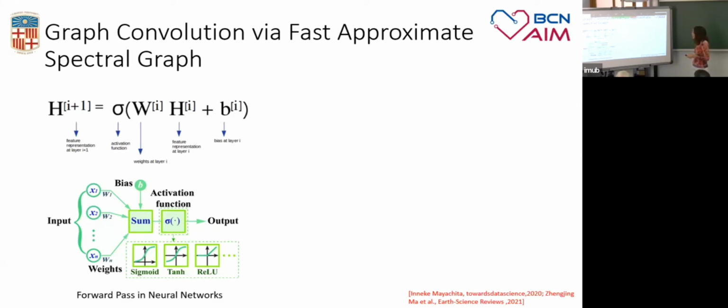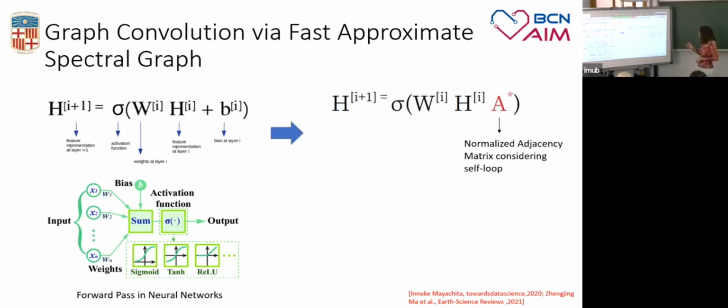So here you have the scheme again. Before, we didn't see the bias because we usually omit it, but it's always there in the output. So the formulation for the forward pass of a neural network is the weights multiplied by the representation plus the bias. And then you apply the activation, as you saw in the example, which is very simple. So what do we do in the graph convolution?